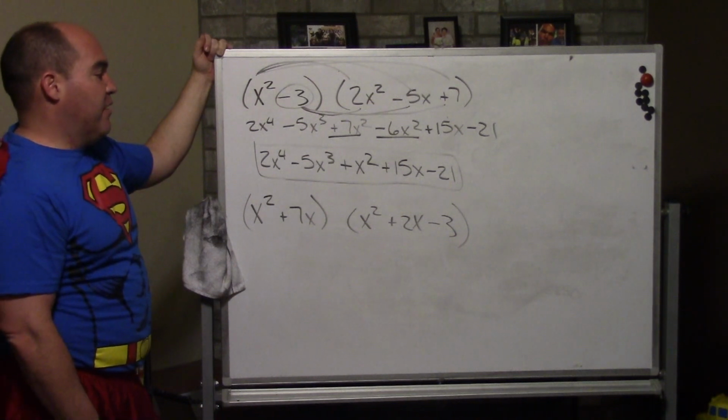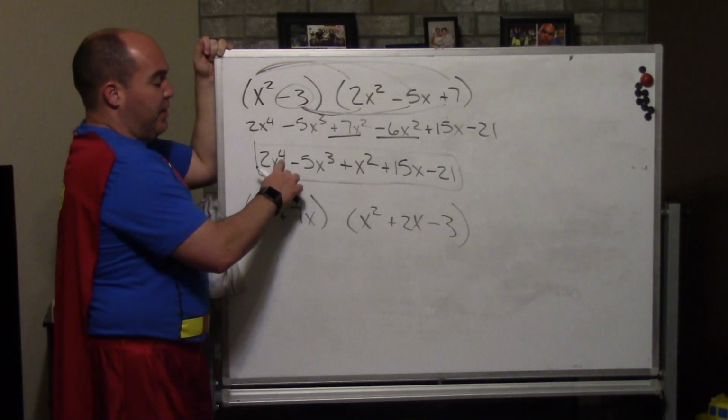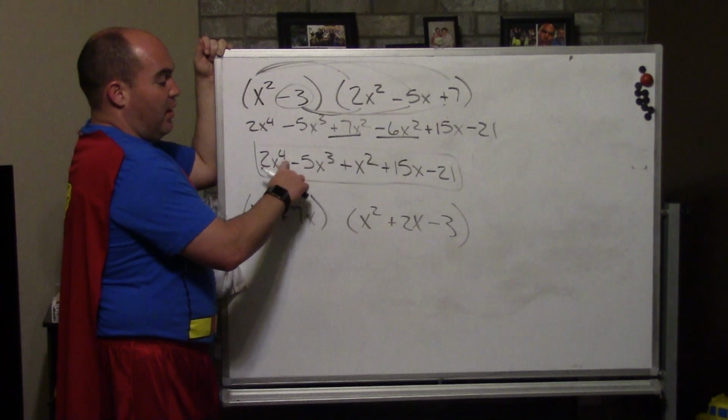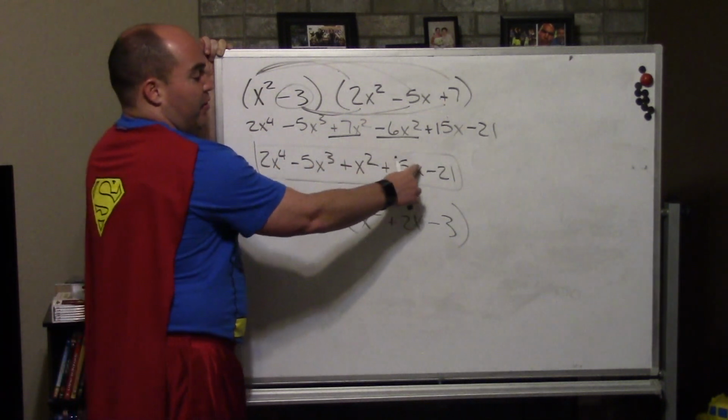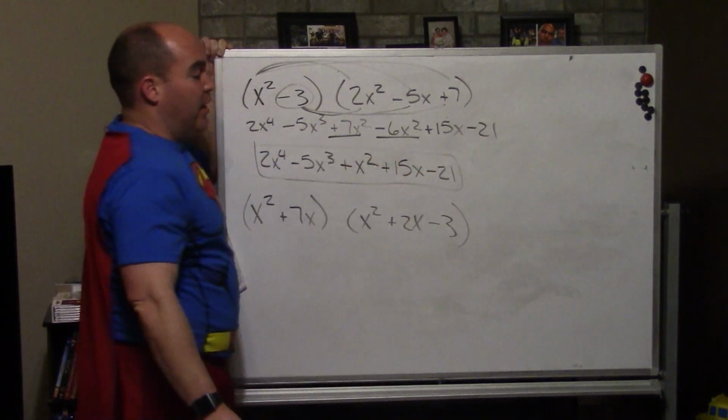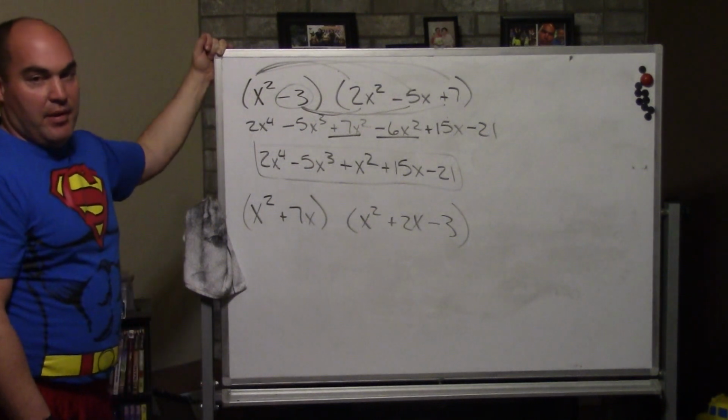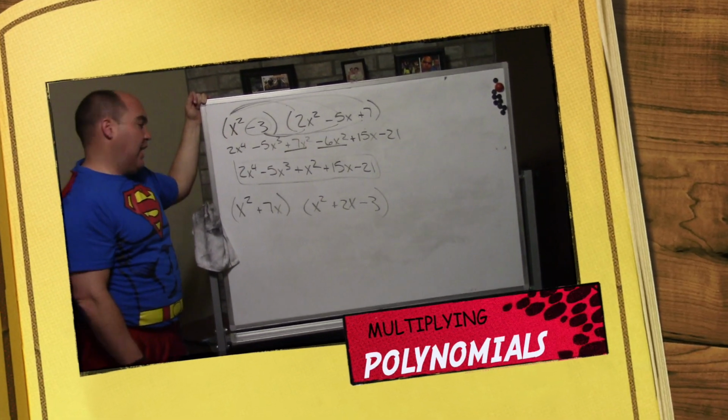Alright, so that's in standard form. Remember, my exponents are going from biggest 4 down to 3, down to 2, down to 1, and then there's no variable with an exponent on that one. Okay, so that constant term is last.